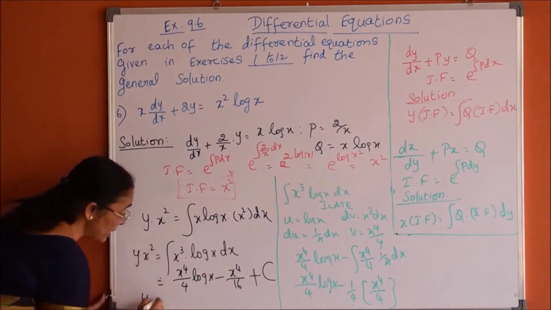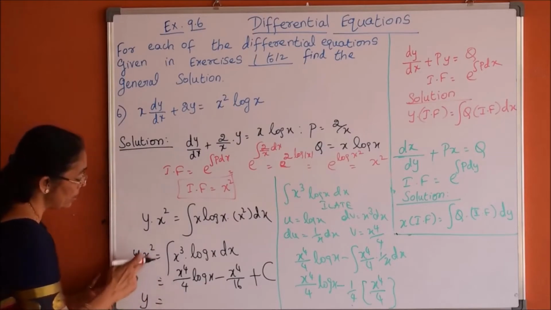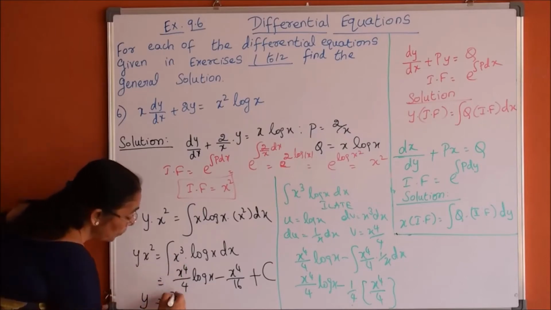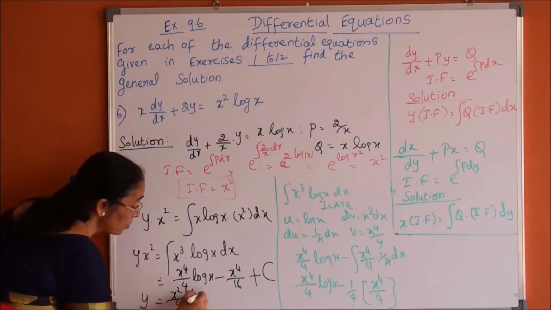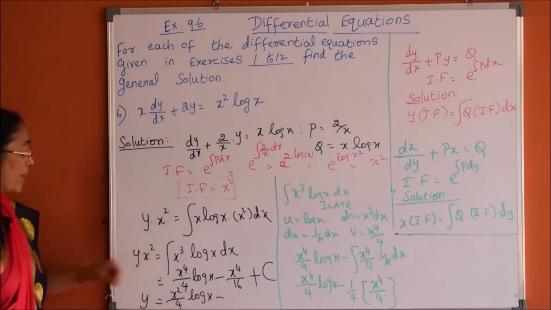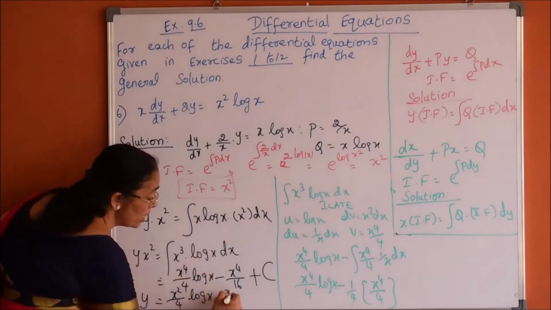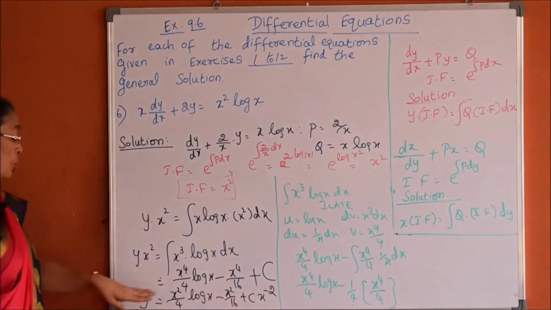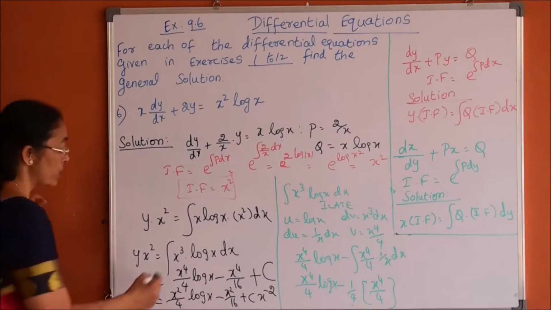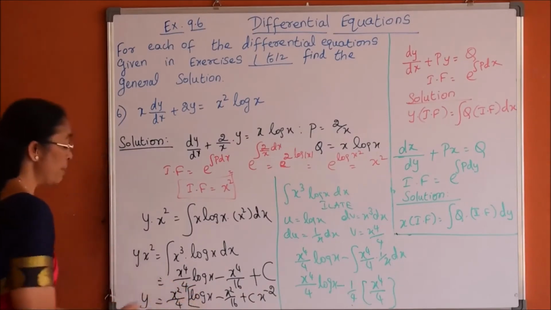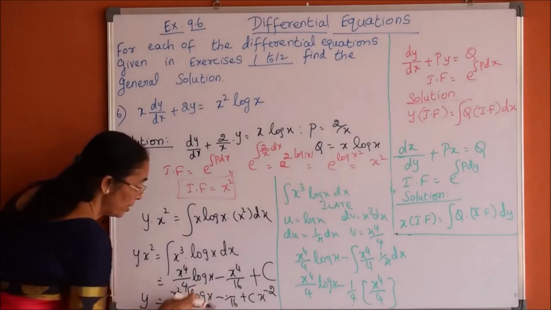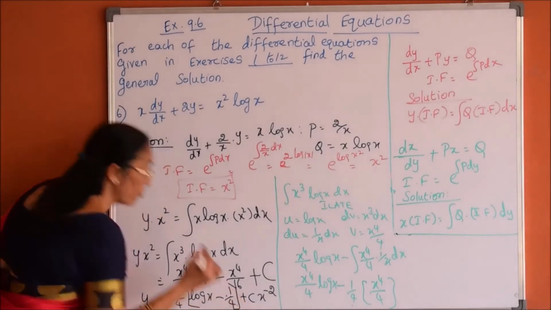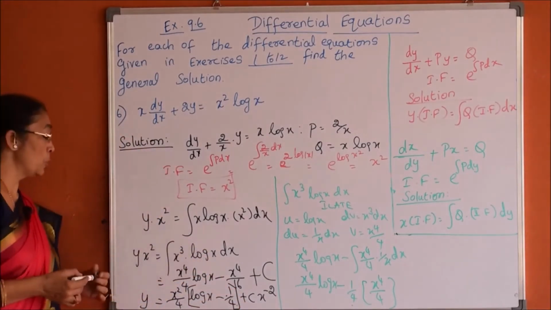Therefore, y is equal to, dividing throughout by x square, x square by 4 log x minus, since we are dividing by x square, again x square by 16, plus c x to the power of minus 2. If you want, you can take x square by 4 as common outside. So when we take x square by 4 outside, the first term is log x, the second term is minus 1 by 4, plus c x power minus 2.